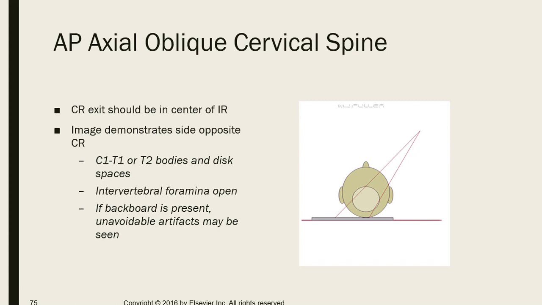So you'll still be able to see your C1 through T1 or T2 bodies and disc spaces. Your intervertebral foramina should be open. And again, if the backboard is present, you'll see unavoidable artifacts that might be seen.